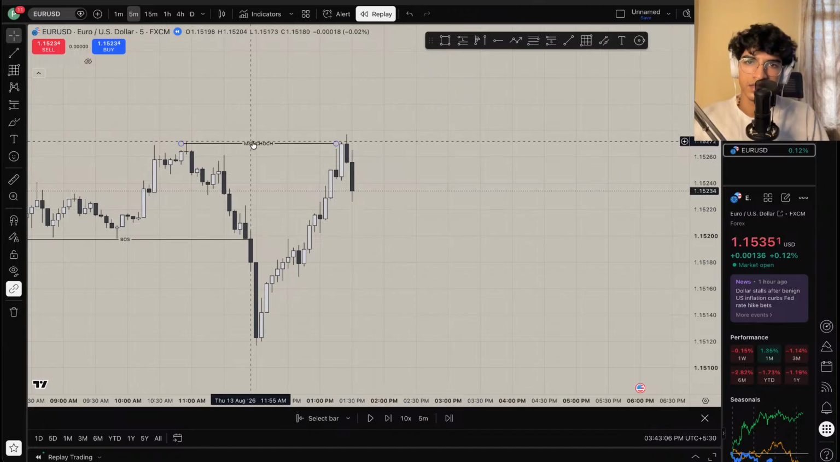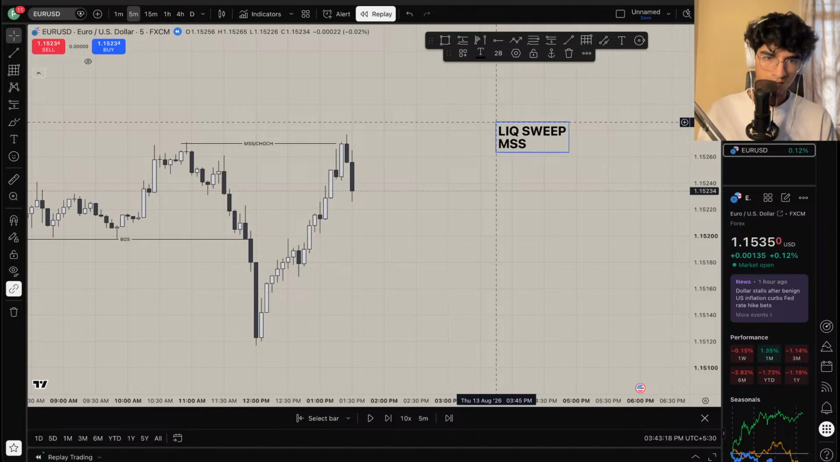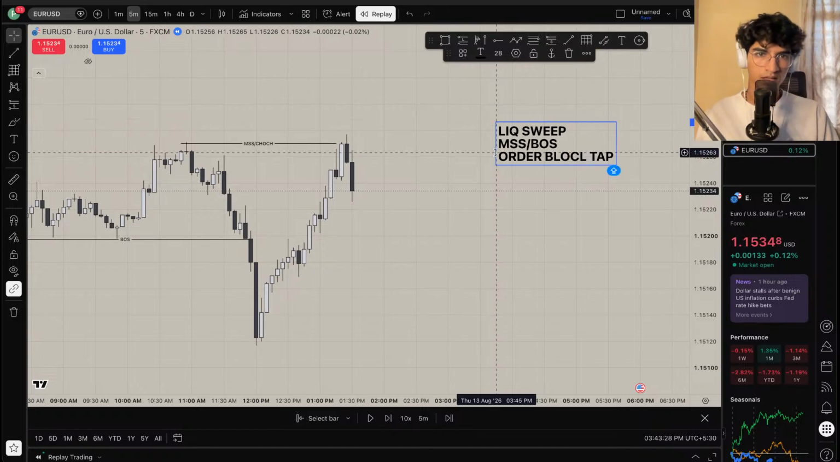So as this has done the market structure shift, what I will do, as my entry model suggests, my entry model consists of three things. First you need a sweep, okay, liquidity sweep, then market structure shift or a break of structure, and then order block tap. Okay, you just look at it clearly, order block tap.